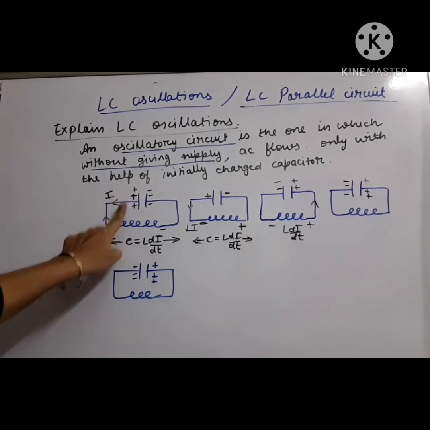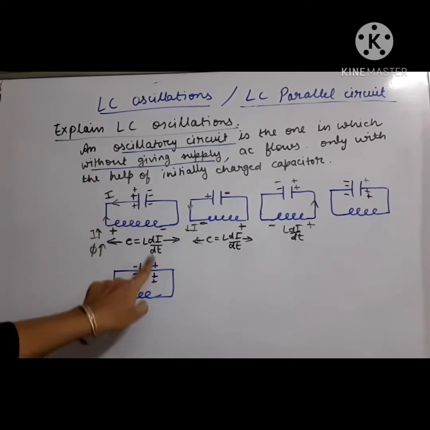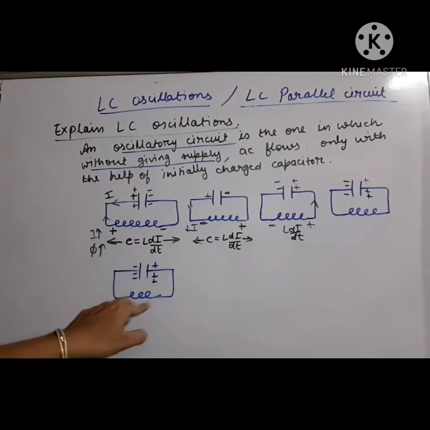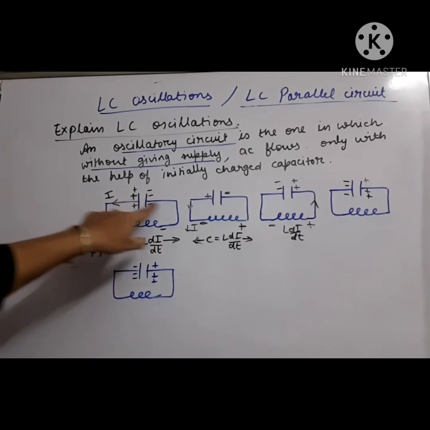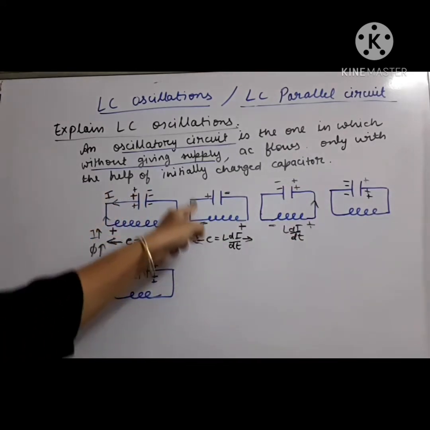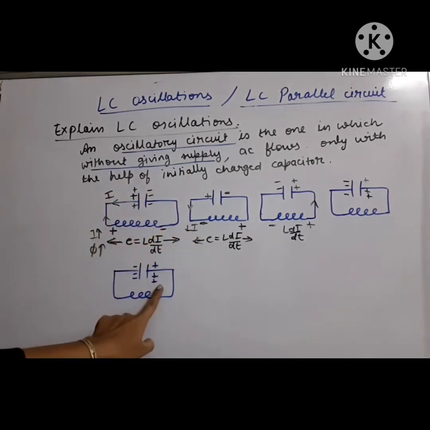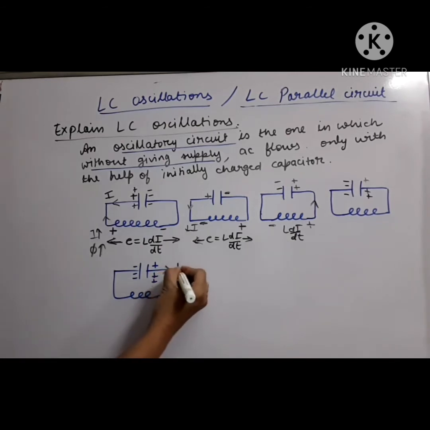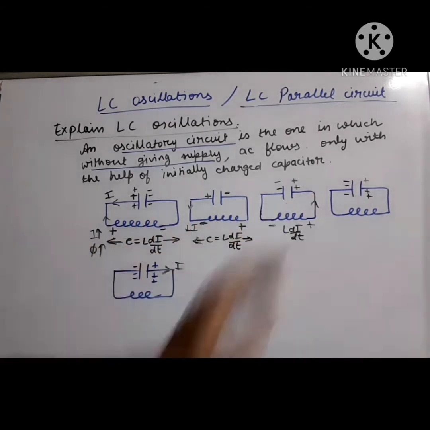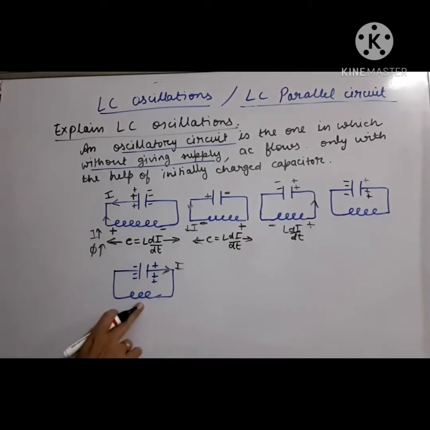But here the positive end was the left end, and now the right side of the capacitor is the positive end. So the whole process will just reverse. For these diagrams the current is flowing in this direction, and as soon as we reach this step, the current will start moving in the opposite direction and the whole process will be repeated. Initially the current is increasing, so induced EMF is developed; then the current is decreasing, and induced EMF is developed again. The capacitor gets discharged, the inductor gets charged.